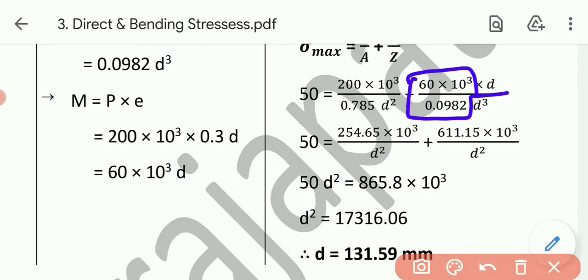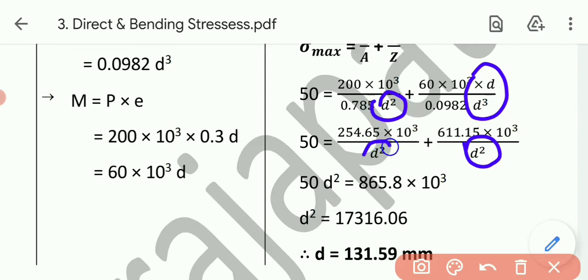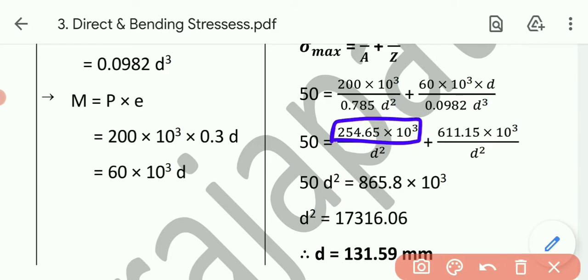This one, 60 into 10 raised to 3 divided by 0.0982. So I will get the answer 611.15 into 10 raised to 3, and this one d divided by d cube, that is d square, and over here also d square as it is. So by taking d square as common, I will multiply d square on the opposite side. So ultimately it will be 50 times d square while summing these two.